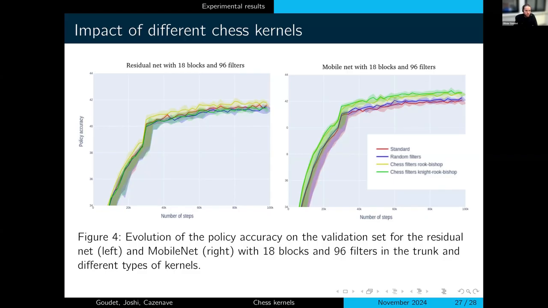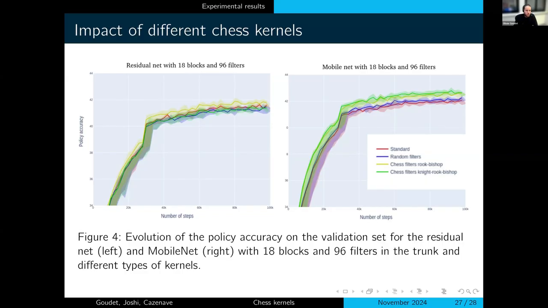And these experiments confirm that chess filters are better. You can see on the right, for example, the green line is better than the blue line with random filters. And it's especially true for MobileNet architectures. And for ResNet, actually, a combination with only the rook and bishop filters works better than with the three types of filters: knight, rook, and bishop.